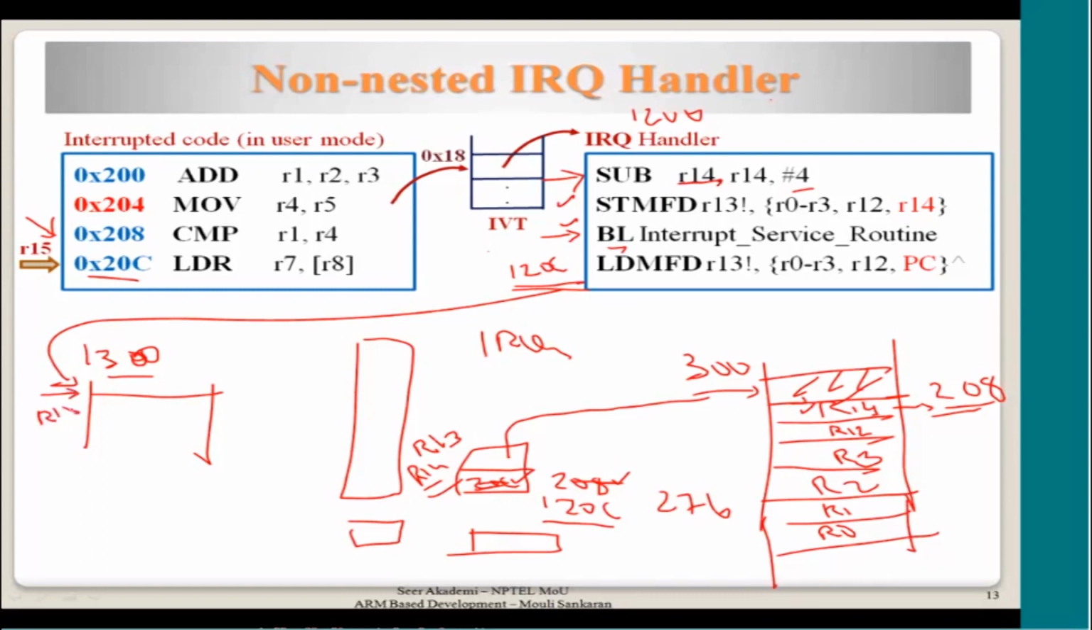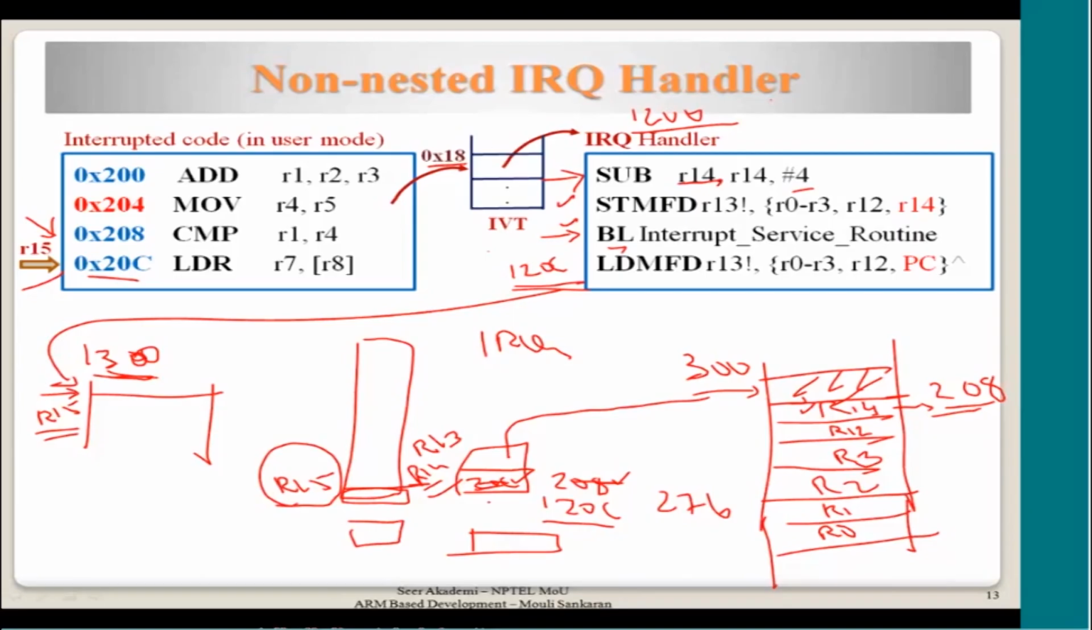So PC is here. Now R15, you see the flow of R15. What all has happened to R15? Initially it was here, then it became 18, and then it became 1200. Then when it executed this BL instruction, it became 1300. So R15 keeps on changing. Please remember R15 is not banked, so only one copy of R15 is there in the processor. It is being used by every mode. There is only one R15. Don't mistake that R15 is also banked.